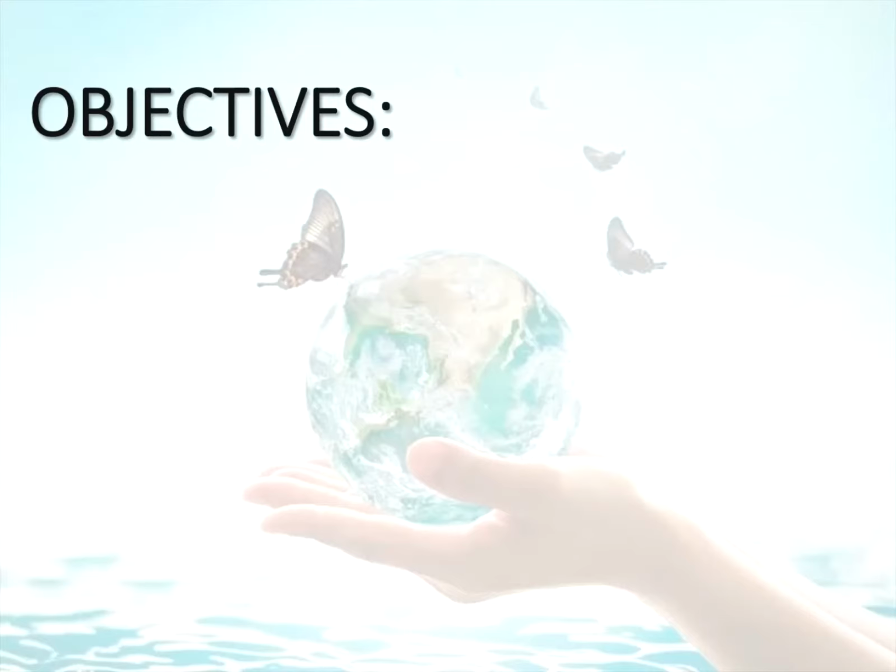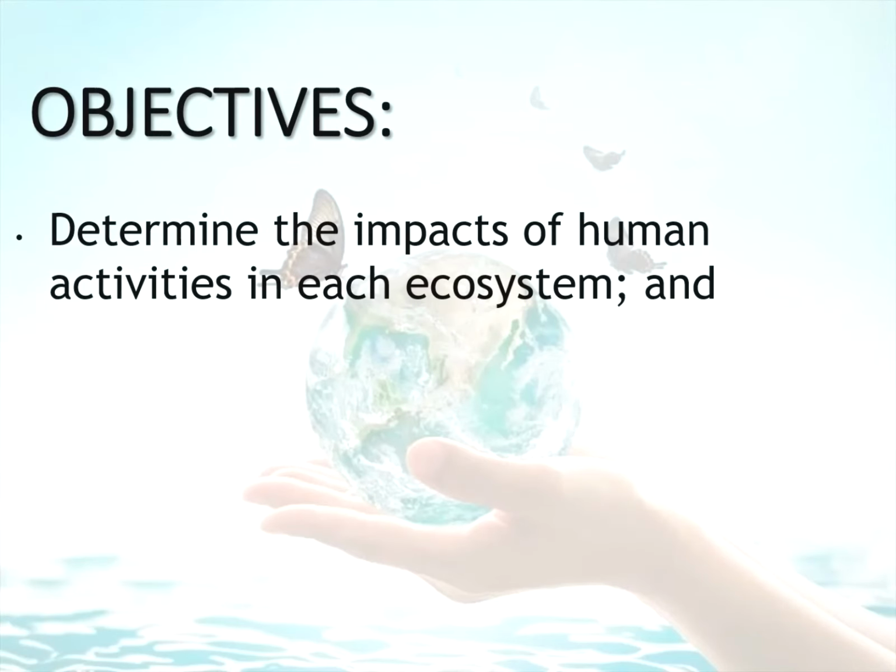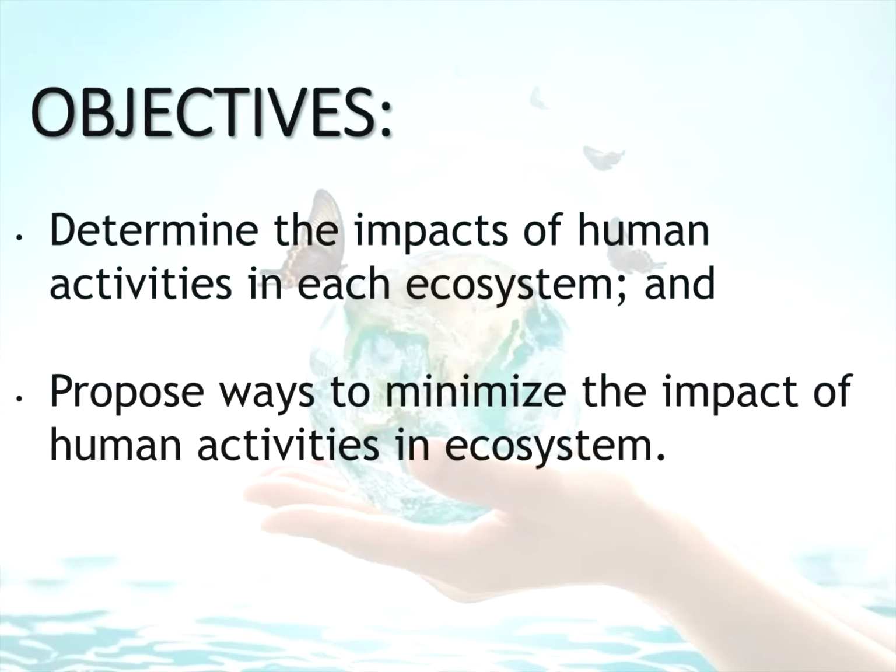So these are the objectives that we need to attain. Number 1, we must be able to determine the impacts of human activities in each ecosystem. And number 2, propose ways to minimize the impact of human activities in ecosystem.